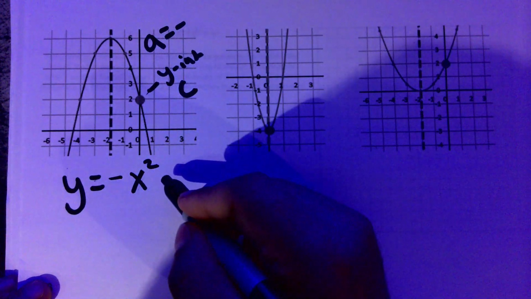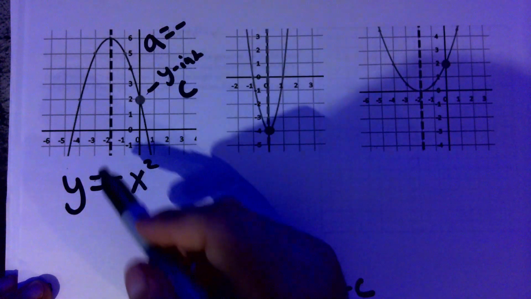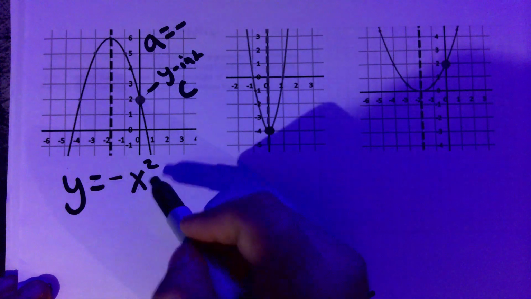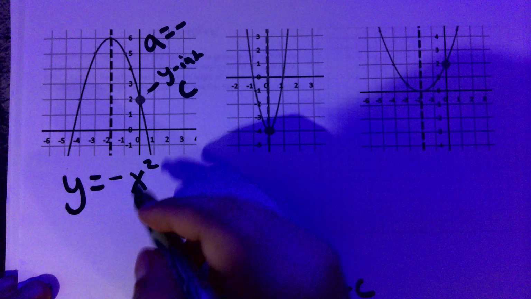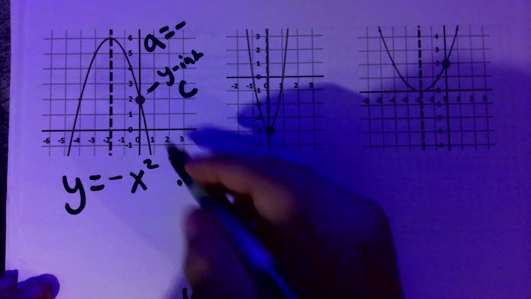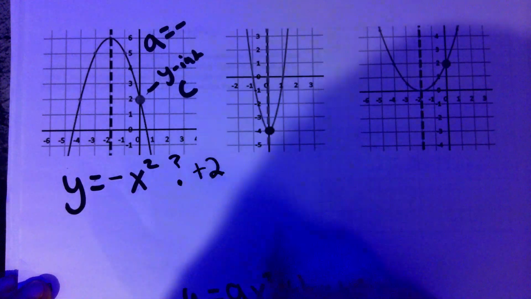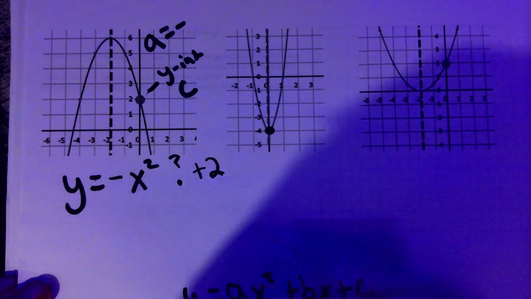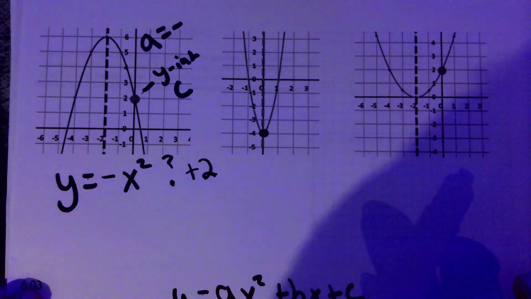And I don't know what b is, but I know that the axis of symmetry would be, if we take b and make it a negative and divide it by double a, it needs to be negative 2. So I don't know what that is, so I'm just going to put a little question mark here because we don't know what it is. But I do know it needs to end in plus 2 because the y-intercept is plus 2. Okay, so this is a nice little general way to look at the graph and say, okay, this is what my function needs to look like.